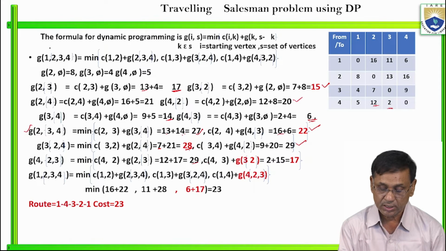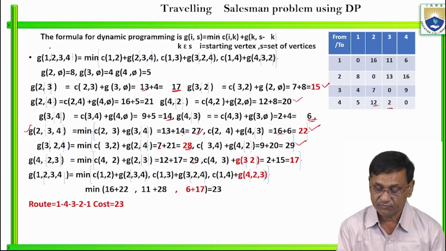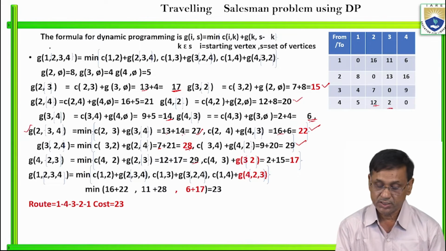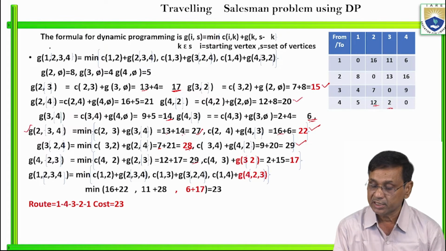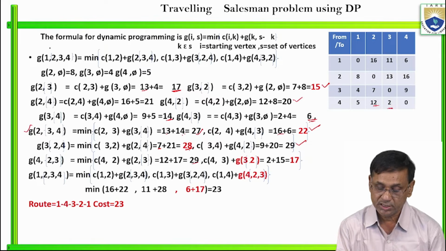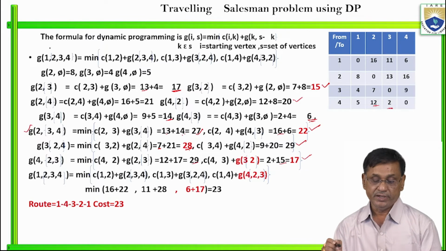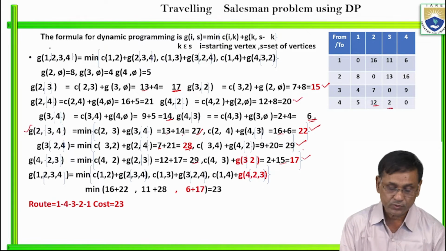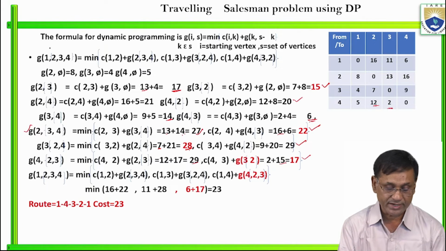Now we have to find the cost of going from 4 to 3, that is starting vertex 4 to the next vertex 3. This is the cost of an edge 4 to 3 plus cost of going from 3 to the remaining set of vertices. It is equal to 2 plus 15, because C of 4,3 is equal to 2 and g of 3 comma set of vertices 2 is equal to 15. So the cost is 17. Now we have to substitute these values in the final form.